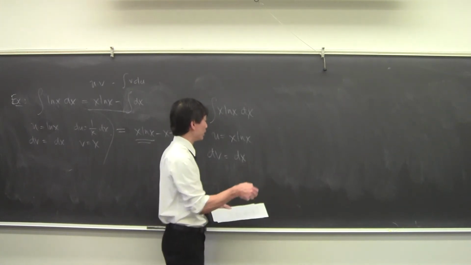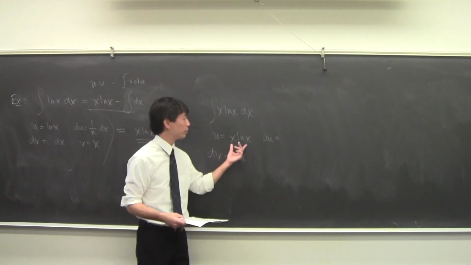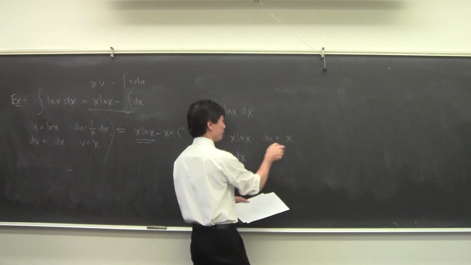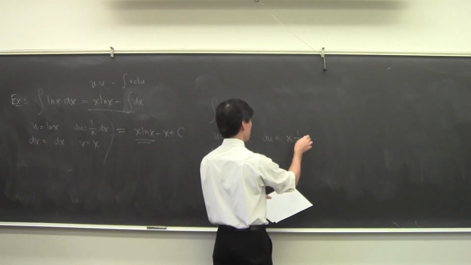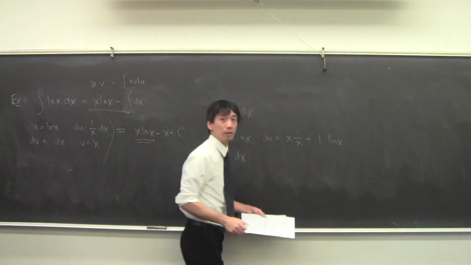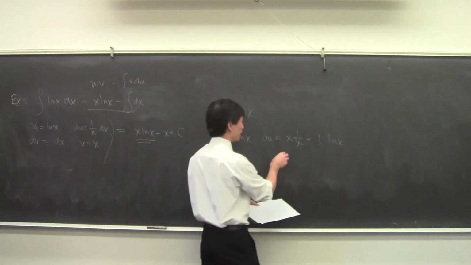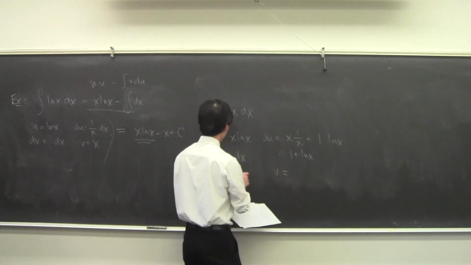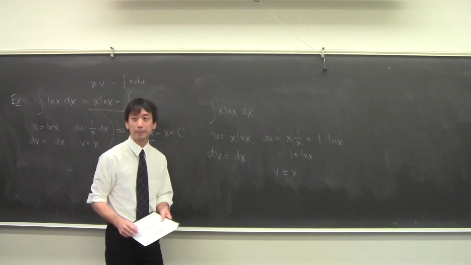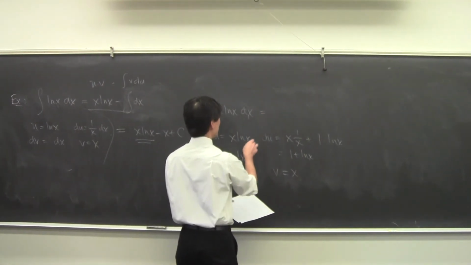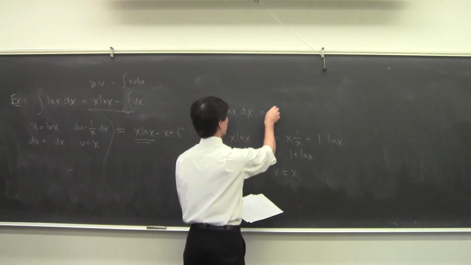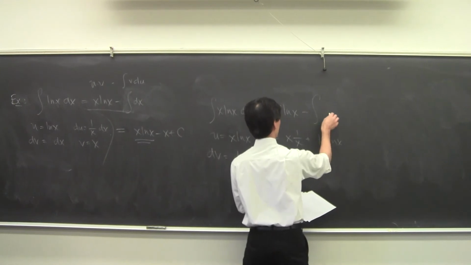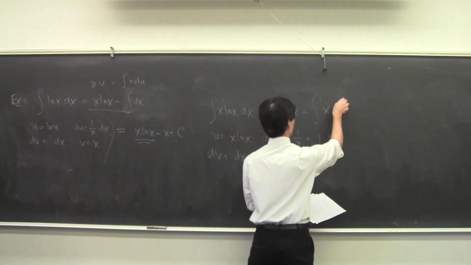Okay, so what do we get when we differentiate x ln x? You get the first guy times the derivative of the second guy, which is 1 over x, plus the derivative of the first guy times the second guy, by the product rule. So you get 1 plus ln x. And when you integrate v prime, you get v equals x. So what are we going to get here? We're going to get uv, so we get x squared ln x, u times v minus the integral of v times du, x plus x ln x dx.